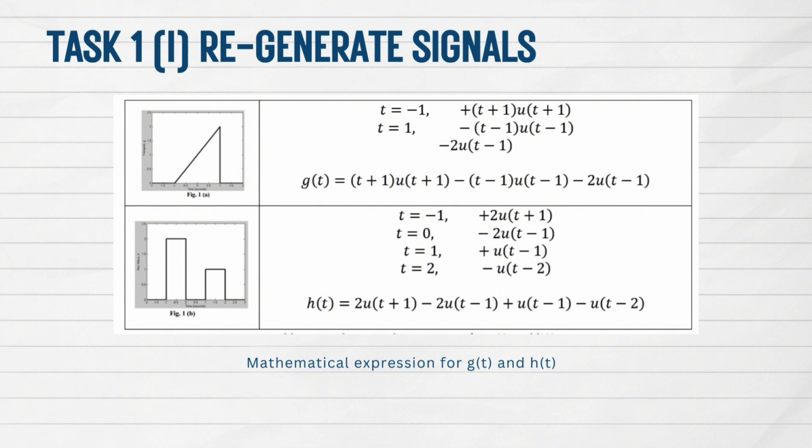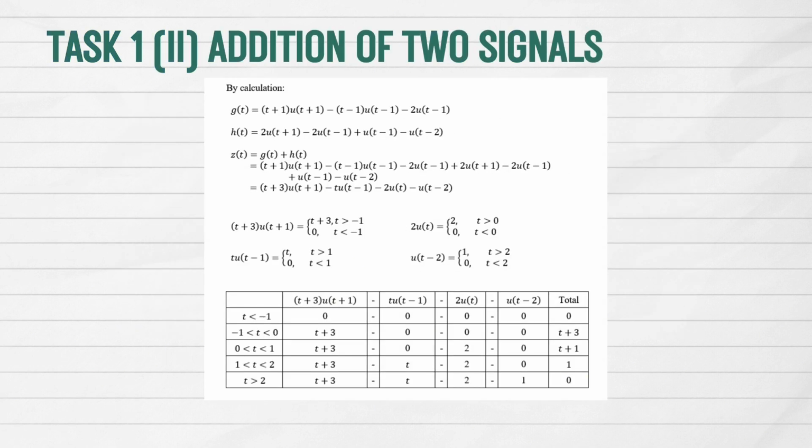From the graph given, we will find the mathematical expression for g(t) and h(t). This is the value we get. Task 1, question 2, the addition of the signals.